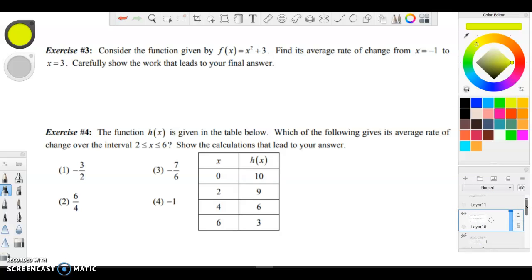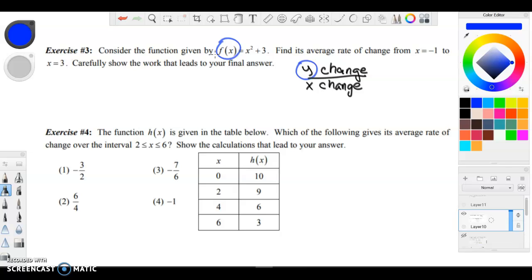Okay, exercise 3 says consider the function given by f of x equals x squared plus 3, and we want to find its average rate of change from x equals -1 to x equals 3. I'm going to go back to that formula we just had a second ago, which was change in y, so that's our y change divided by our x change. Now, y, as we'll note, is the same thing as f of x.